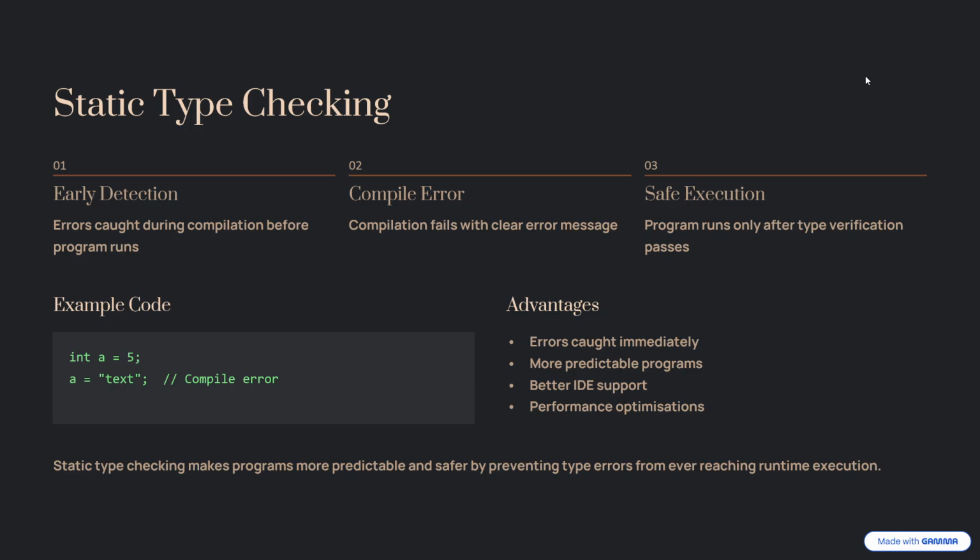Static type checking. Let's look at static type checking. Here, errors are detected during compilation time. For example, if we assign a string to an integer variable, the compiler immediately throws an error and stops execution. This ensures that only type-safe code runs. The advantages include early error detection, more predictable behavior, better IDE support, and improved performance. Overall, static typing makes programs safer and more robust.